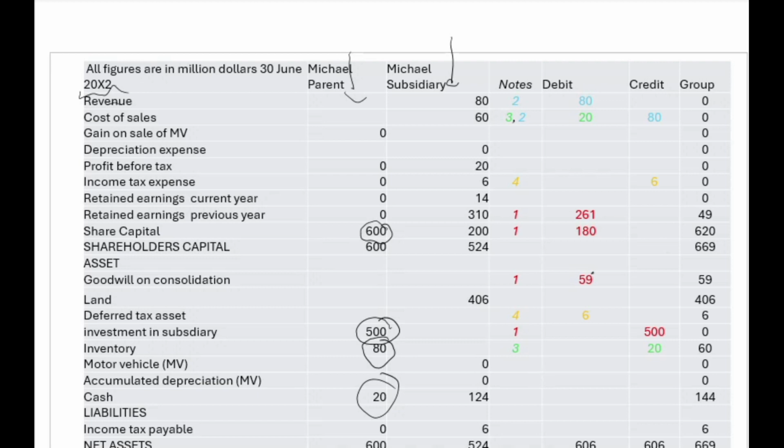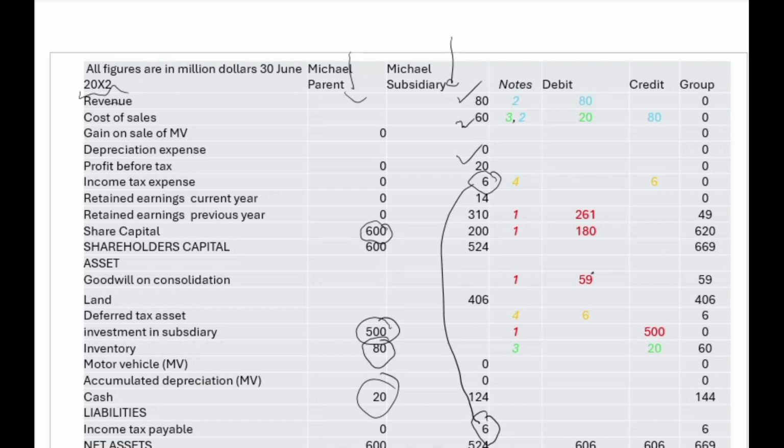For Michael's subsidiary, it sold inventory for 80 million. The cost of inventory was 60 million, made a profit of 20 million. And there's income tax expense resulting from that of 6 million, and that has become income tax payable of 6 million. And there's profit after tax of 14 million.